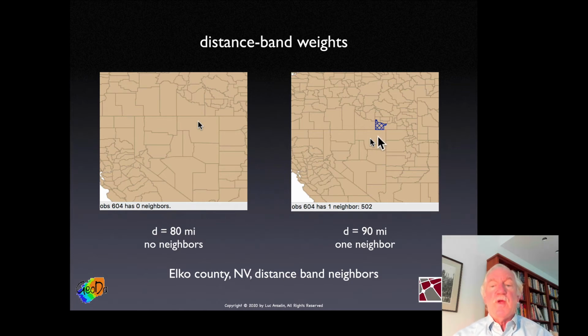So one neighbor. However, if we pick 80 miles, let's say we're interested in looking at commuting patterns and we find some article that says the average commuting distance is 80 miles, let's take that as our critical distance. Elko County has no neighbors whatsoever. In other words, if we take the critical distance as 80 instead of 90, then Elko is an isolate or an island. So that's something to keep in mind when you use distance-based weights, and we'll revisit that when we look at the characteristics of weights in a little bit.